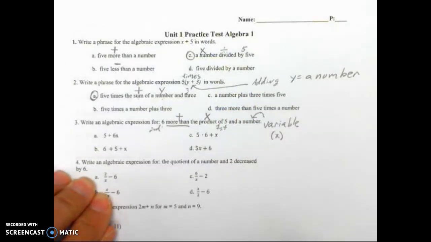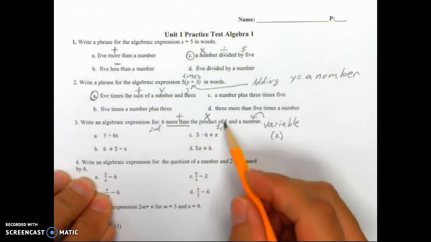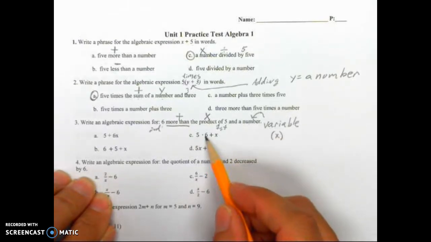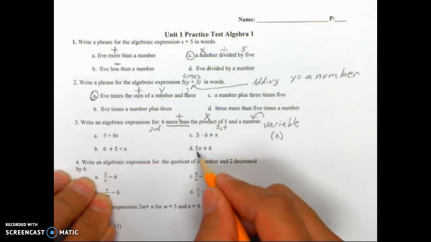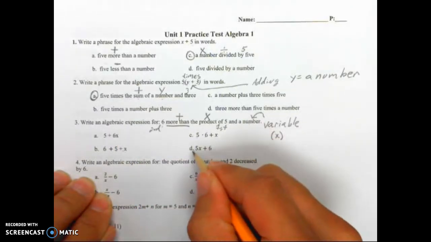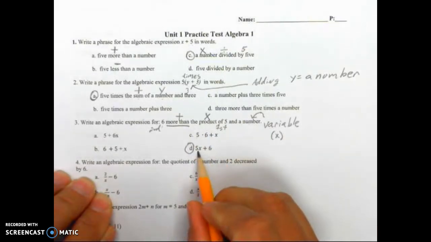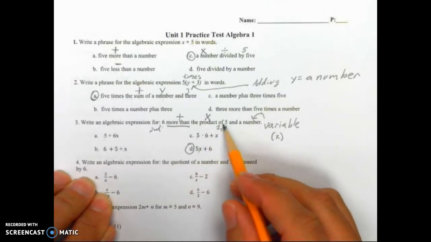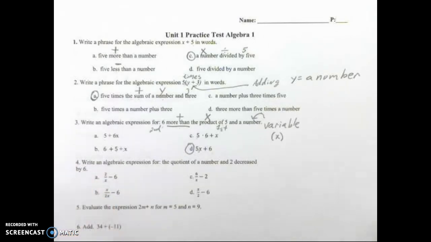So we have the product, well, that's times 5 and the number. So we're looking for something like 5 times x. Well, that's 5 plus. That's 5 plus. The only one that actually shows it 5 times is D. So this is 5 times a number and then plus 6. And you see how this comes first and the 6 came second. That's because of the word more than.